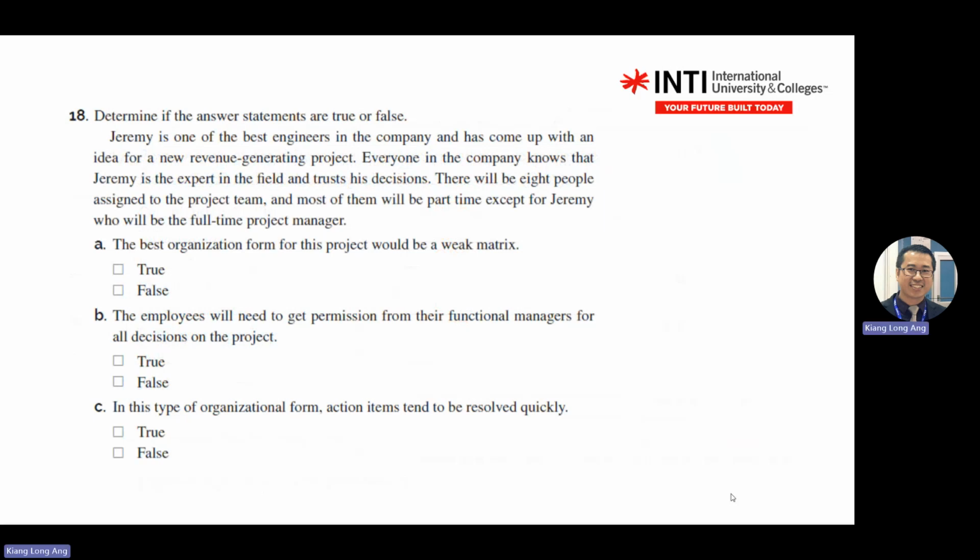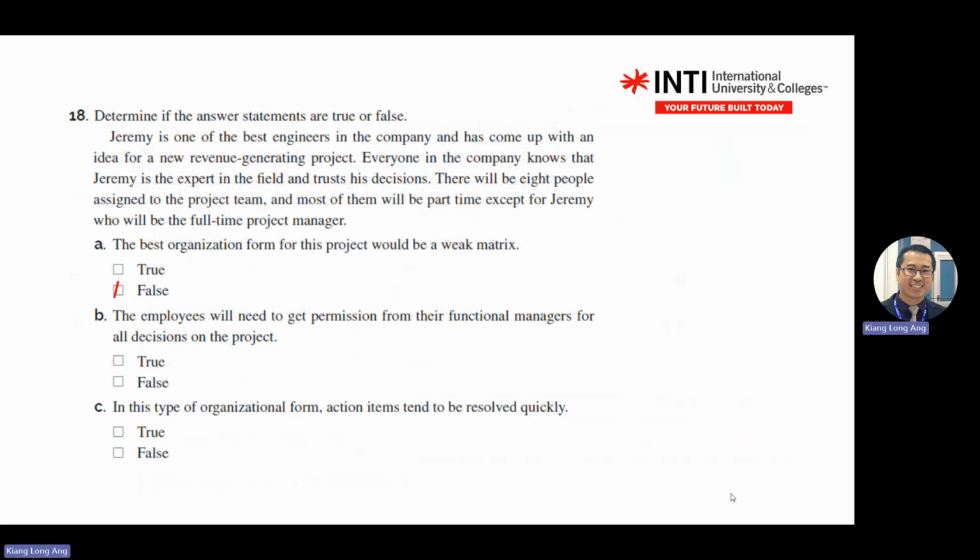Okay. Best organization form for this project will be weak matrix. True or false? False. Okay, so what is the best organization chart? Projectized or strong matrix. Because why? Jeremy now has full authority. He's a full-time project manager. If you refer to the table just now, if the project manager is full-time, it is strong matrix or project.